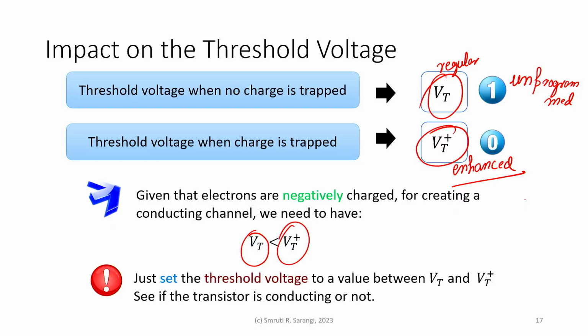So how do we read the value of a cell and figure out if it's a logical 0 or a logical 1? That's very simple. For the control gate, we set the voltage which is between Vt and Vt plus. If the transistor is conducting, it's a logical 1. If the transistor is not conducting, it's a logical 0, as simple as that, right?